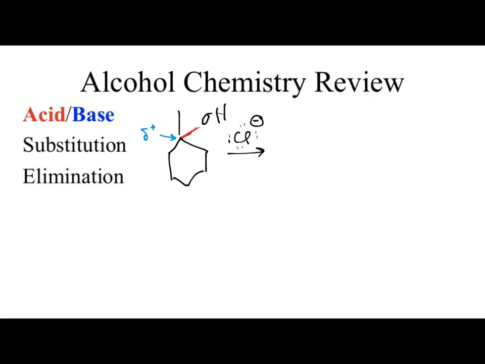However, what's the byproduct of that? This bond breaks, forming OH minus. Is that a stable leaving group? No, which means we wouldn't get our reaction. So we have to somehow facilitate that bond breaking. How can we facilitate it breaking? We need to make that oxygen less negative.